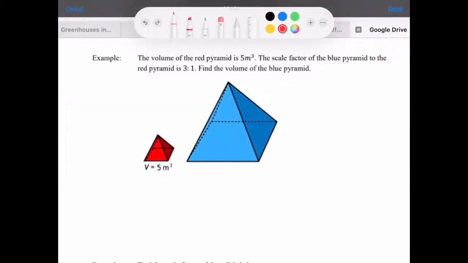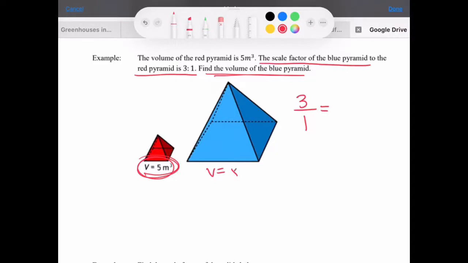Alright, so this example says that the volume of the red pyramid is 5 meters cubed. The scale factor of the blue pyramid to the red pyramid is 3:1. Find the volume of the blue pyramid. So write 3:1. We know the volume of the red, and we'll call the volume of the blue x. Okay? So we want to know what x is.